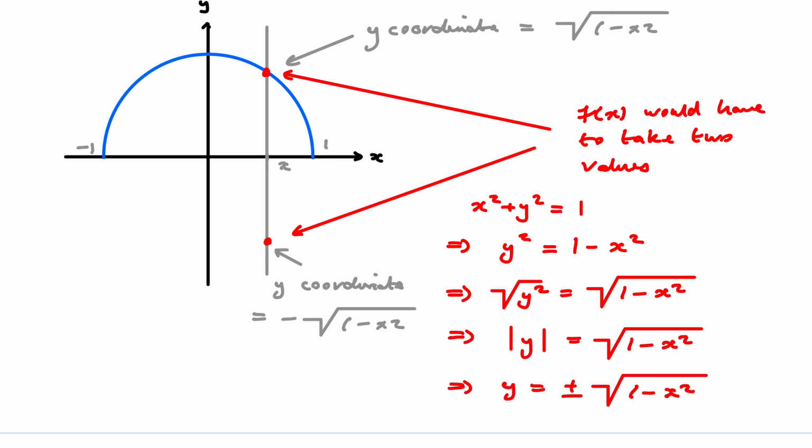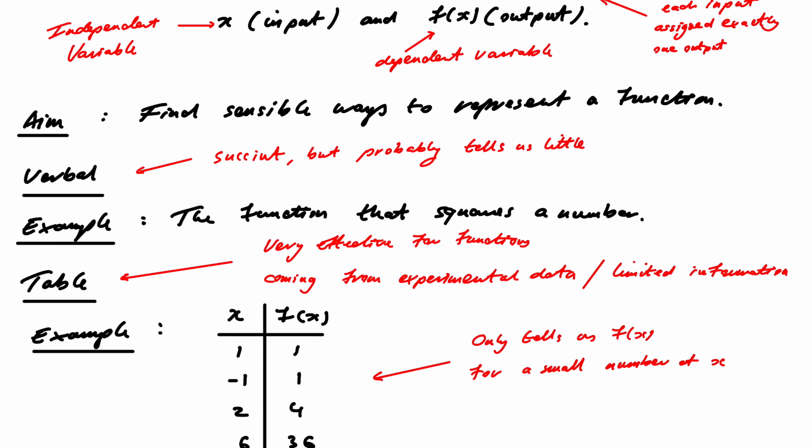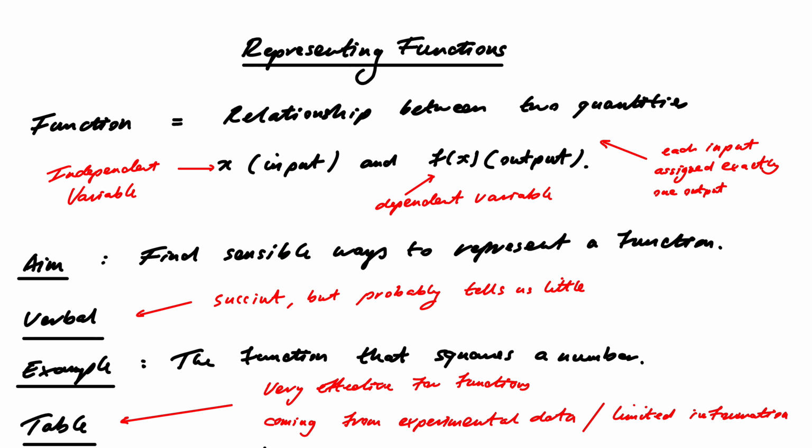So just to recap, functions are quite a complicated idea. There's an awful lot of information in a function. That's the thing to understand. It's a huge amount of data. You've got the domain, then you've got all the information of all of these inputs and all of these outputs. So it's like a whole big machine. So finding ways to represent it is important because it's just a huge amount of data.